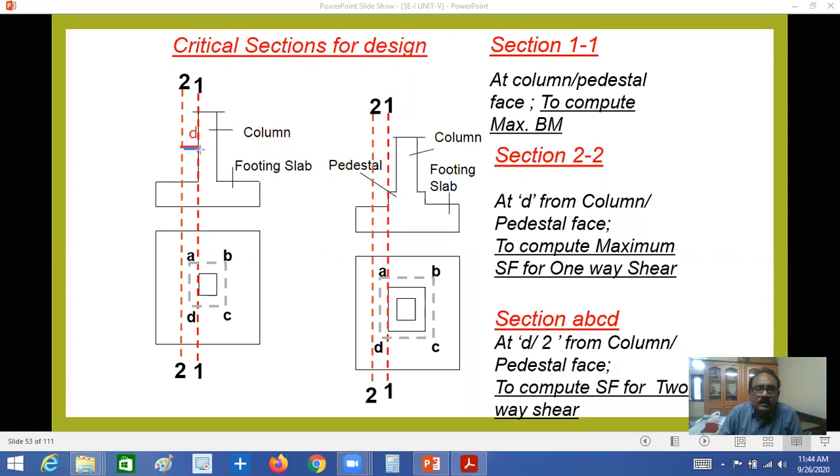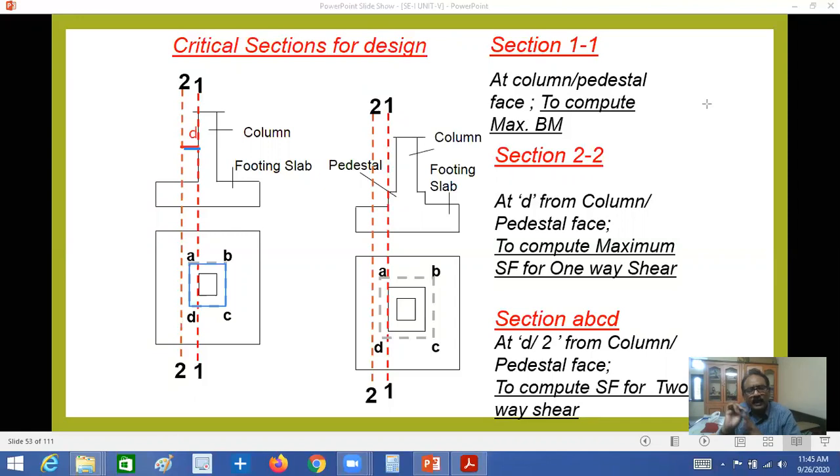Here, this is the critical section for one-way shear. For two-way shear, if you see here, ABCD is the critical section, right? Now there are three important points in isolated footing design. In the previous examinations, they asked to explain the procedure, so you have to write all these details. Now, section 1, at column or pedestal, but we'll see only columns.